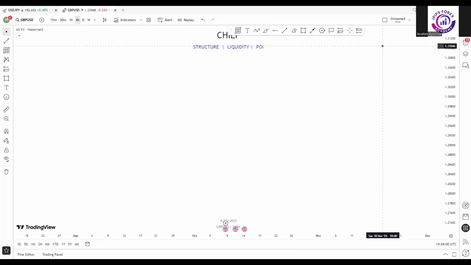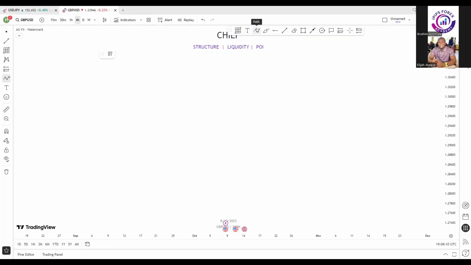Structure is very, very straightforward, and you shouldn't confuse yourself with it, because if you want to confuse yourself, it will confuse you. Now, how do you identify structure? Quite straightforward. Identify the last high and the last low. The last high and the last low.